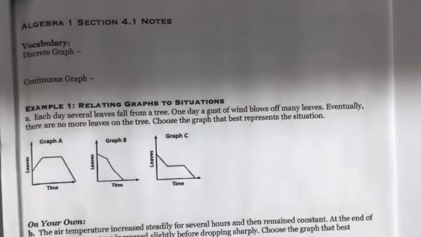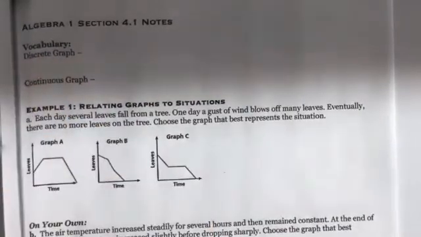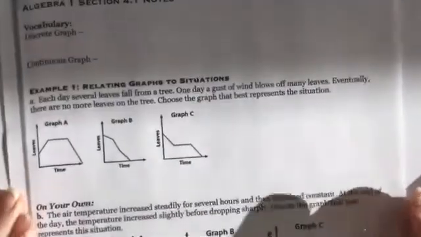Because hours can be broken down into minutes, and minutes can be broken down into seconds, and that kind of thing. So a discrete graph is very exact points, things that usually can't be more fluid, and a continuous graph is composed of like lines or curves. So this will make more sense as we continue.